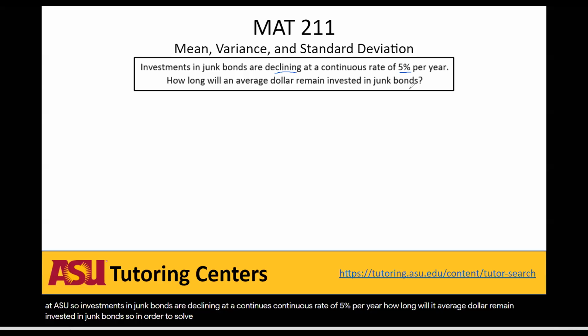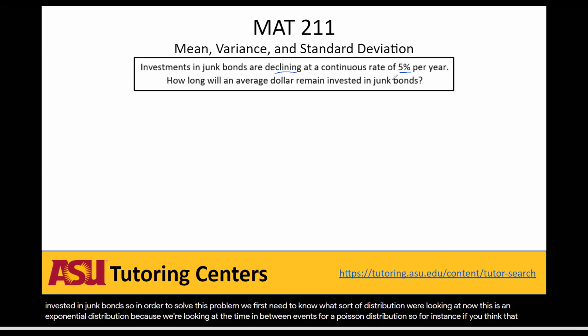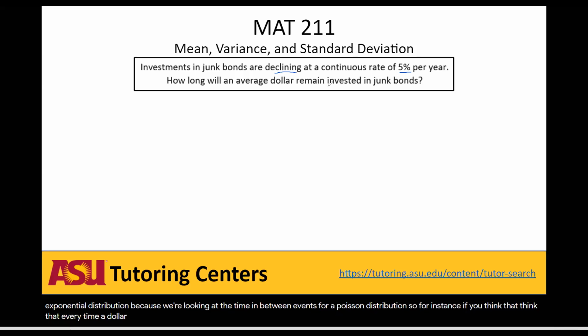In order to solve this problem, we first need to know what sort of distribution we're looking at. This is an exponential distribution because we're looking at the time in between events for a Poisson distribution. For instance, every time a dollar stops being invested, that's a length of time, and the count of those dollars would be a Poisson distribution, then the time in between each of these dollars no longer being invested is an exponential distribution.